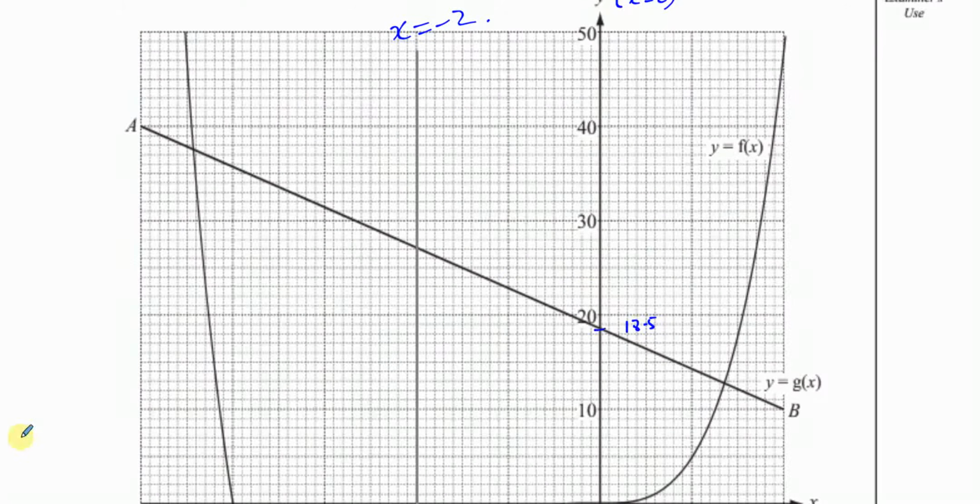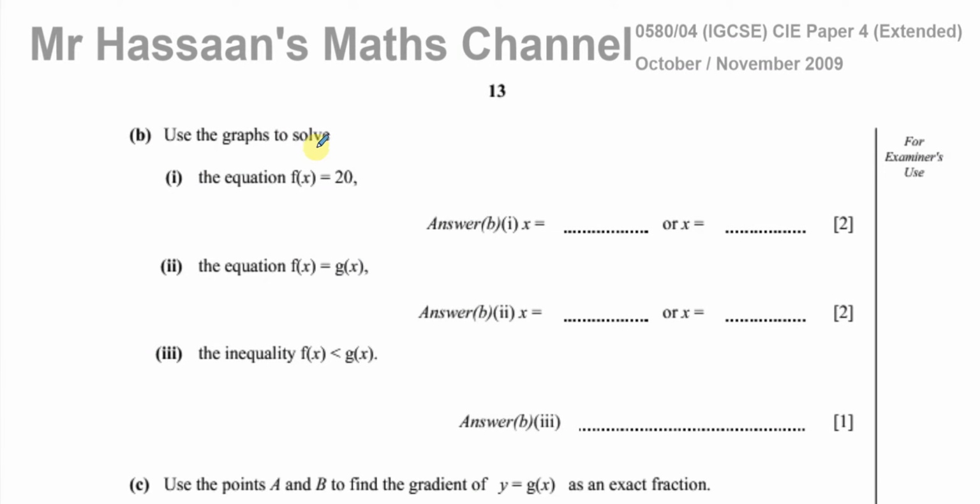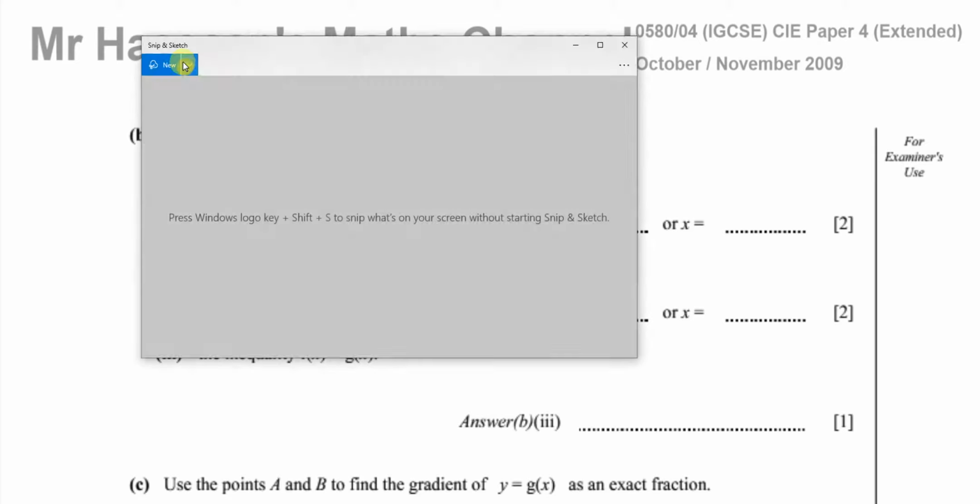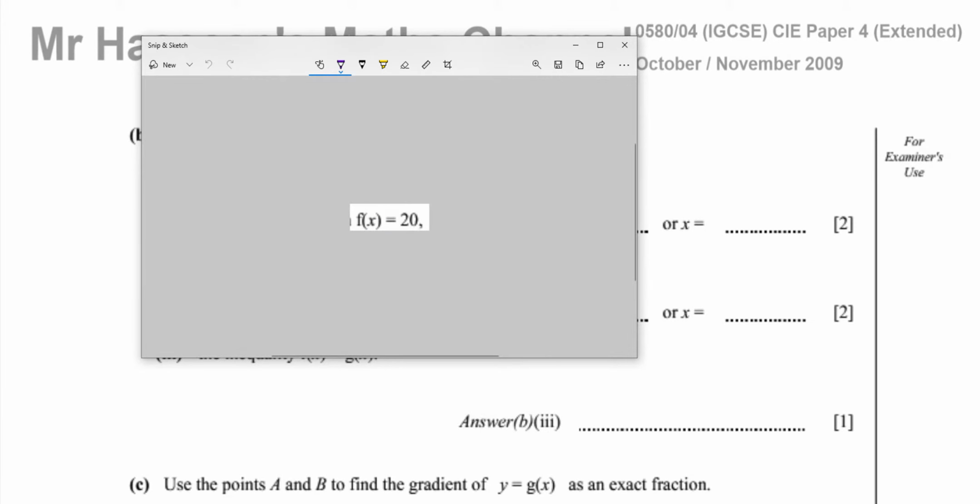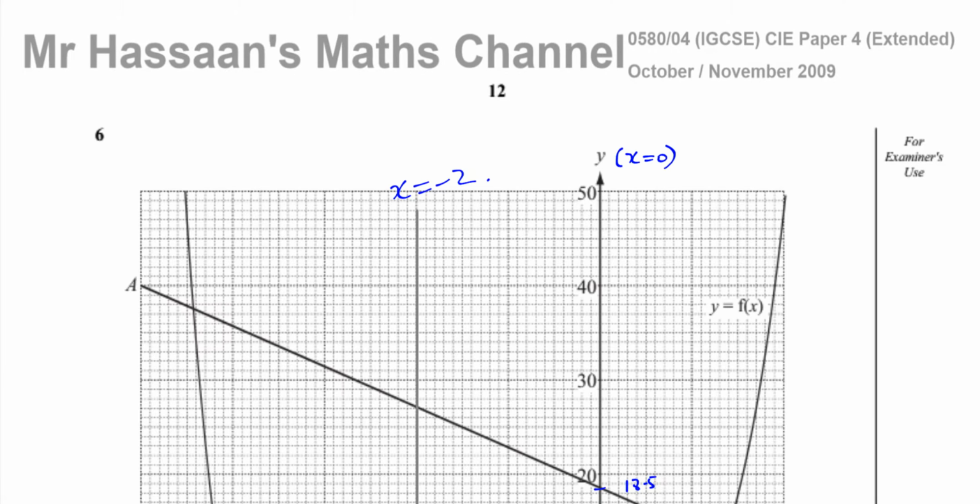Now we're going to go into part B. It says use the graphs to solve the equation f(x) equals 20. So what I'm going to do is take this equation, f(x) equals 20, and I'm going to put it on this side here.